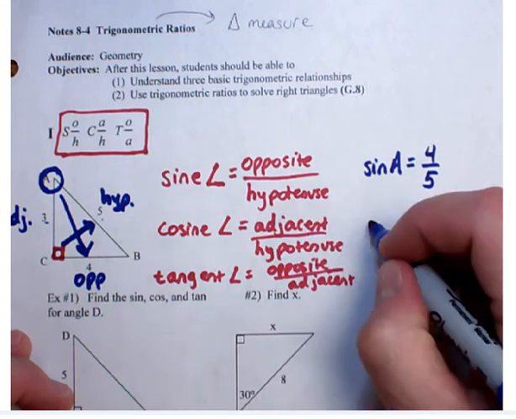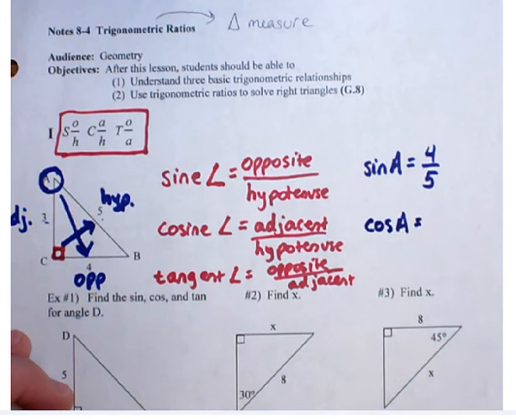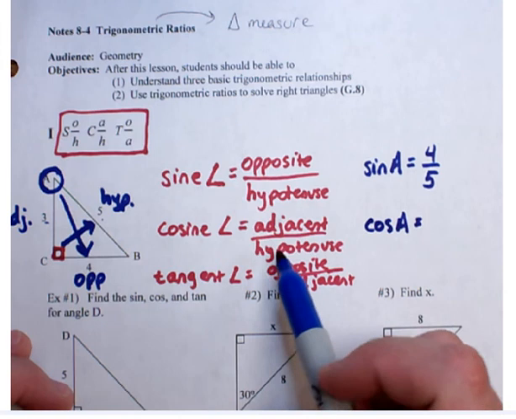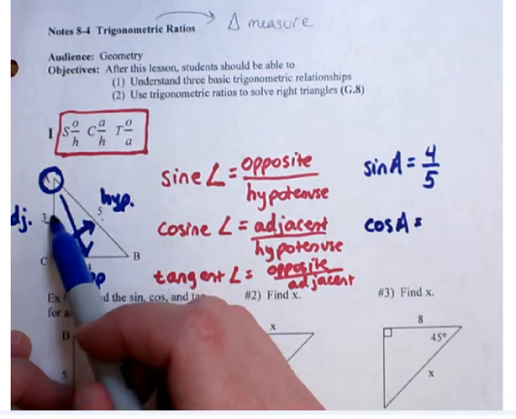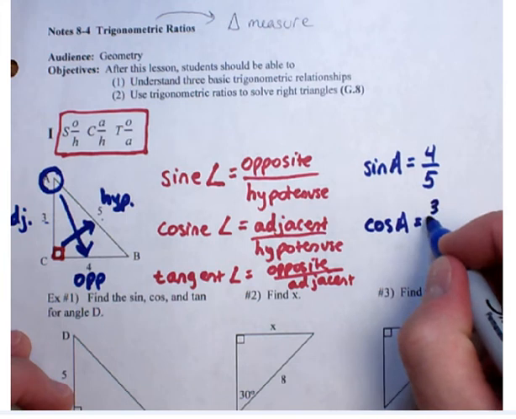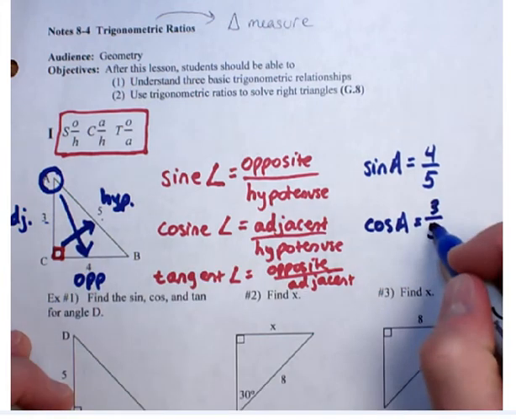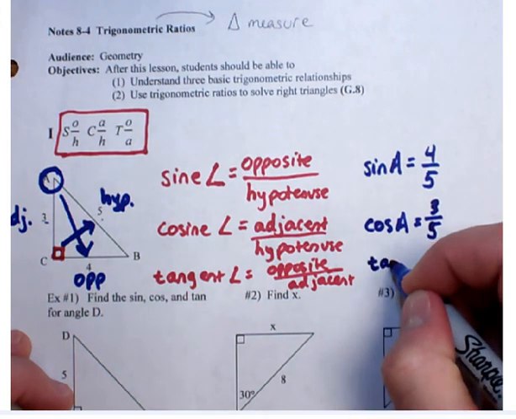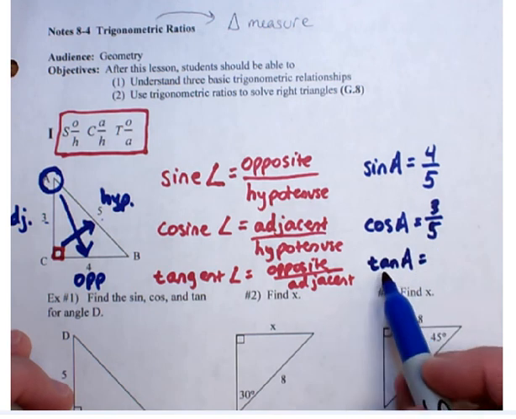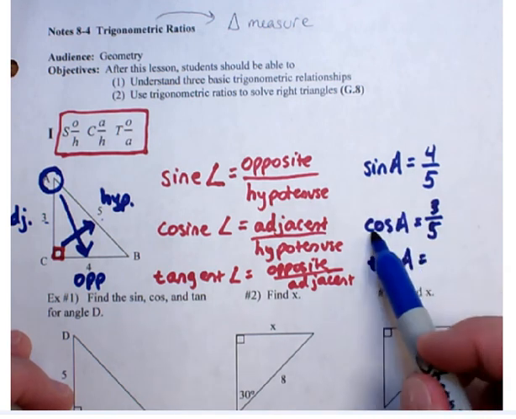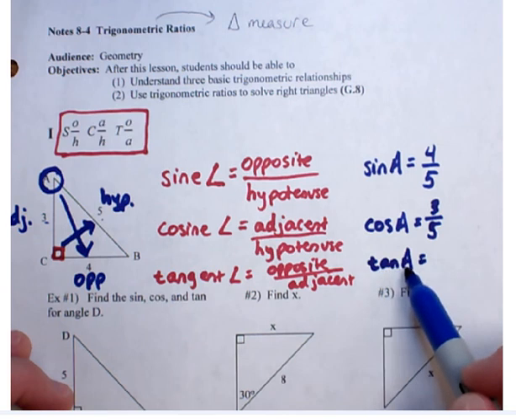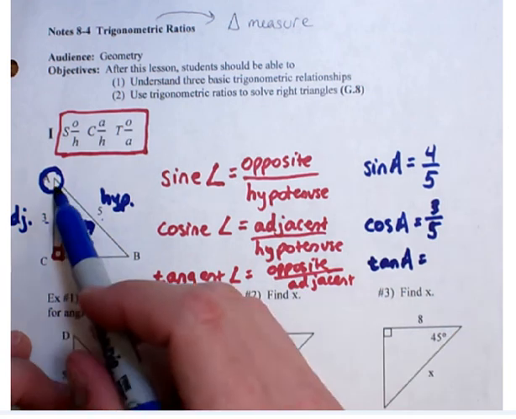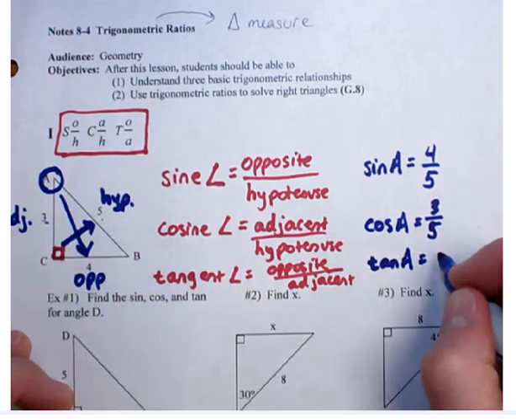The cosine of angle A, cosine is adjacent divided by hypotenuse. So the cosine of angle A is the adjacent side, 3, and the hypotenuse is 5. The tangent of angle A, which we abbreviate tan, okay, so we have sin is sine, cos is cosine, tan is tangent. The tangent is the opposite over the adjacent. So the opposite is 4 and the adjacent is 3.